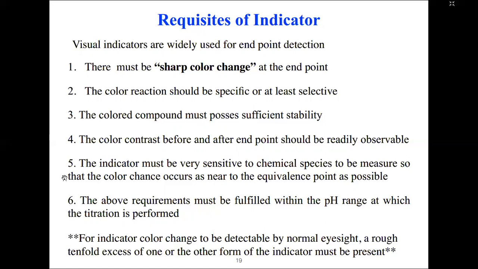What this means is you have an indicator, and the indicator is either in X form or Y form. If it is X, then it has one color. If it is Y, then it has another color. Whenever the color changes from X to Y, that is the end point. That color change will be observed when one of the reagents is 10 times more than the other. That's when the color change is observed. Ten-fold excess: one of the concentrations is 10 times the other one.